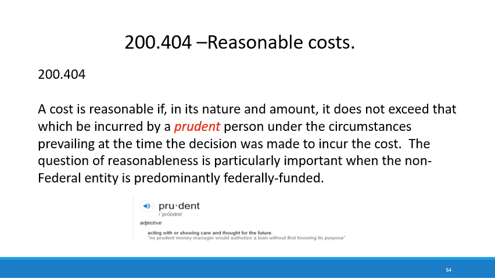One of the things that you'll hear us repeat over and over again in the fiscal department is if a cost is reasonable, allowable, and necessary. So we'd like to start off with providing you with the federal definition of reasonable cost, which can be found in 2 CFR 200.404, which states, a cost is reasonable if, in its nature and amount, it does not exceed that which can be incurred by a prudent person under the circumstances prevailing at the time the decision was made to incur the cost. So what is the definition of prudent?